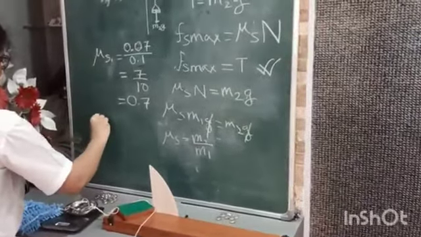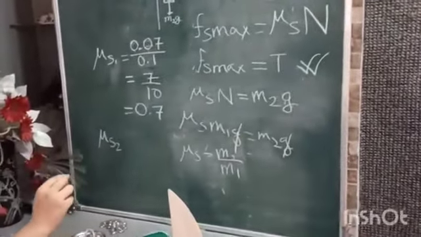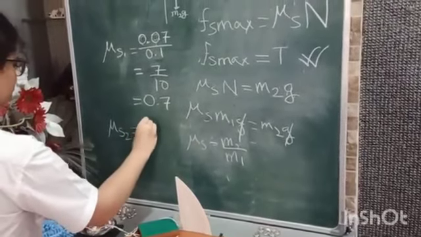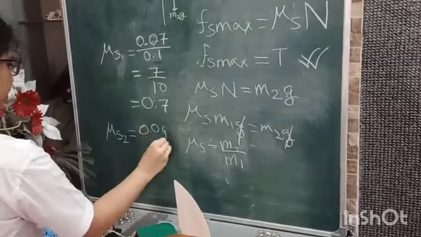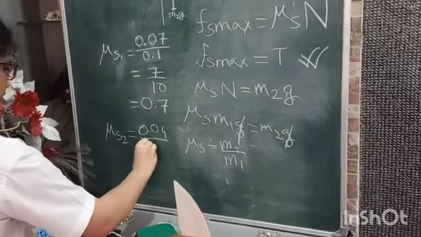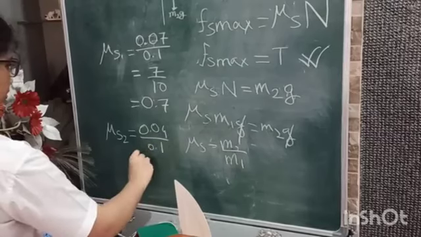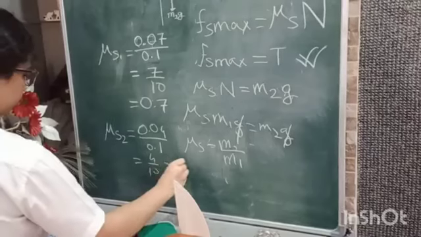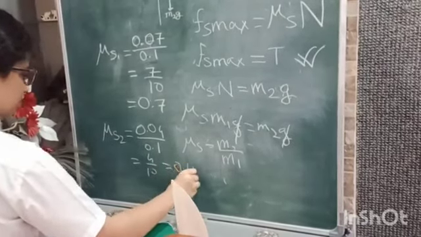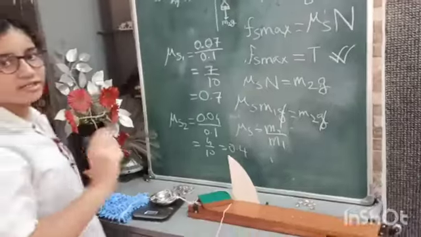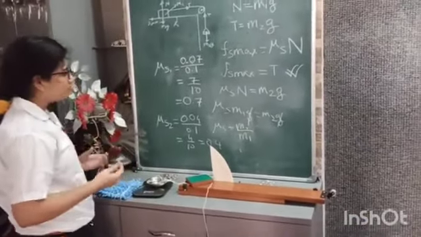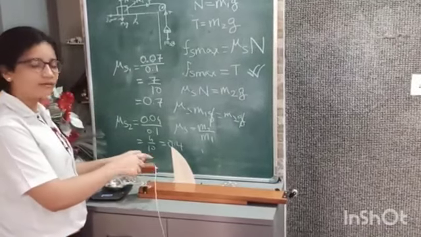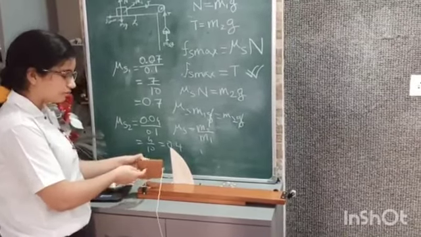So the coefficient of static friction between this surface and this surface is 0.04 kg by 0.1 kg, which is equal to 4 by 10, which is equal to 0.4. As you can see, this also proves that the coefficient of static friction is different for different surfaces, because this green surface is actually a little bit more rough than this smooth wooden surface.